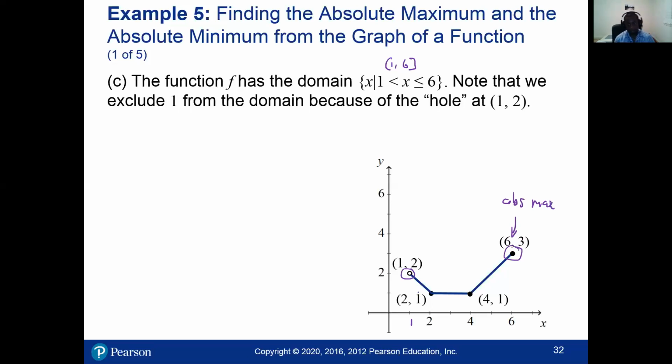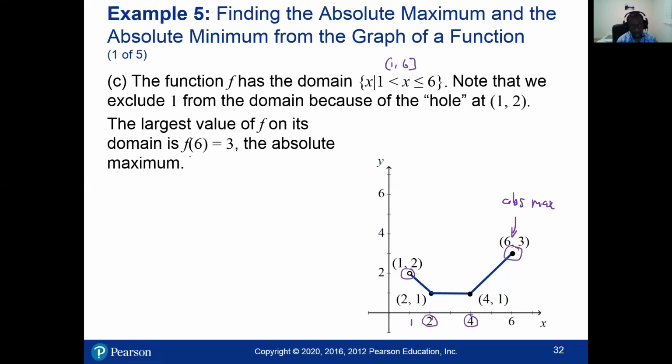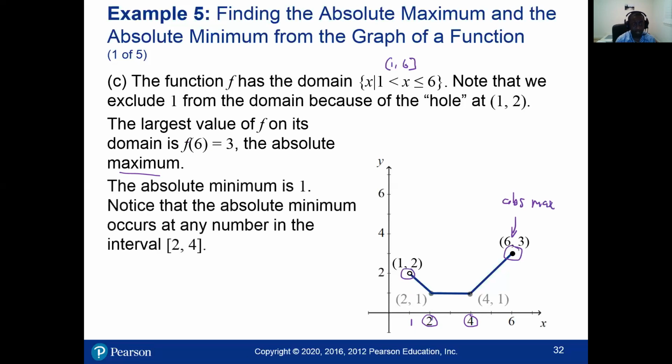Now, but we know that when x is equal to 2 and x is equal to 4, we have the same function value, which is equal to 1. All right. So f of 2 is equal to f of 6, it is 3. So that's what we say, we have an absolute maximum there. Now at x equal to 2 and 4, the function value is the same. So we will say that the absolute minimum is there. It's at 1. So notice that the absolute minimum occurs at any number in this case.